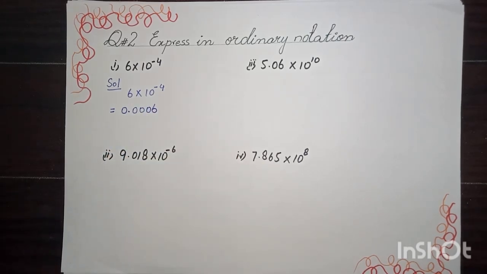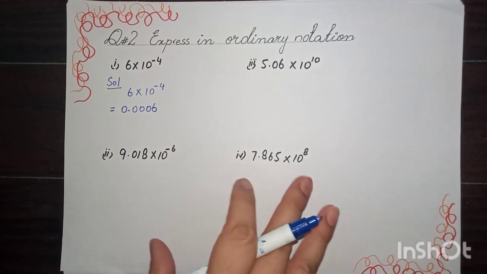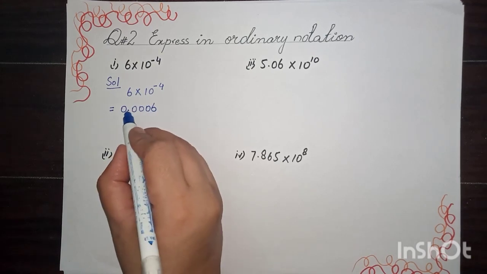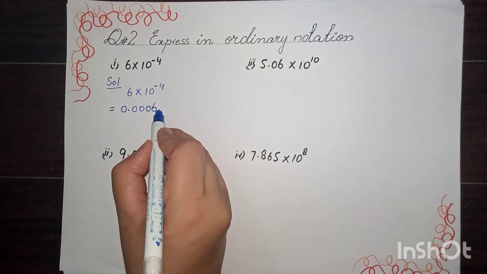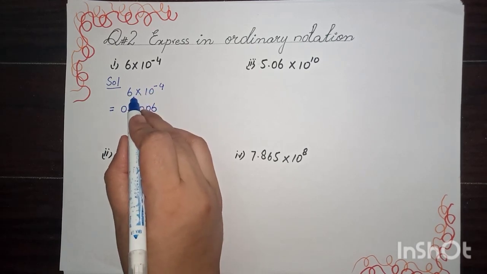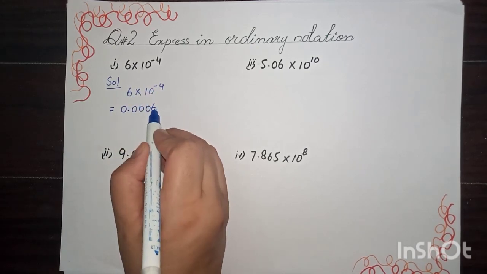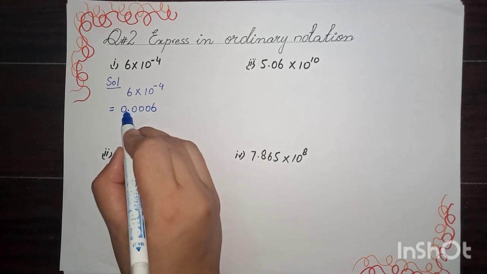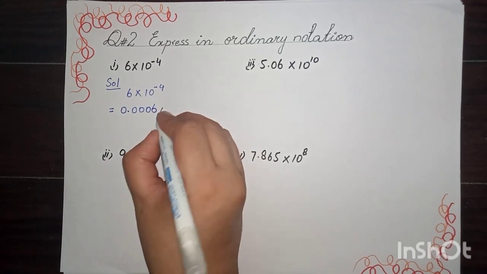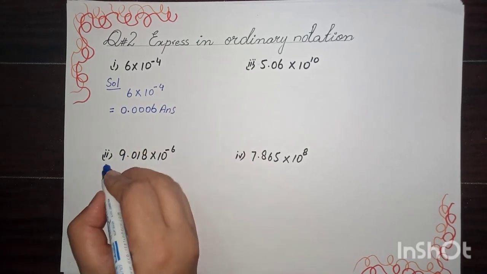For the ordinary notation, the rules are reversed with respect to each other. In scientific notation, when we shift the decimal point from left to right, we place a negative sign. But in ordinary notation, when we shift a number from right to left, we will write it like this. So this was my answer.